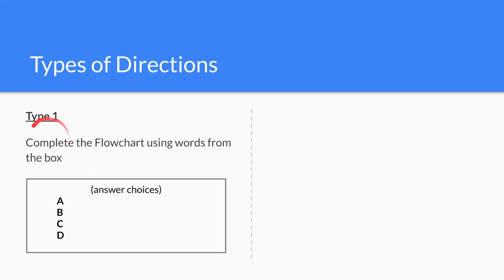So here is type number 1. In type 1, you may be asked to complete the flowchart using words from the box. So right here you have the box, and in the box you have a bunch of answer choices. Now, what you have to do is simply pick the answer choice and match it to the correct question. Sometimes it might happen that you have more answer choices than the questions, in which case one of the answer choices will not be used. If, on the other hand, you have fewer answer choices and more questions, then that means that 1 or 2 of these answer choices are going to be used twice.